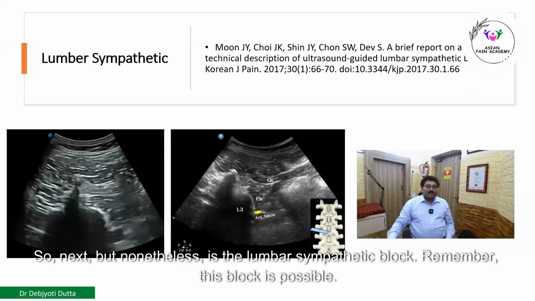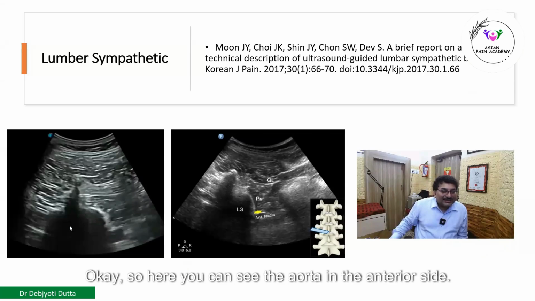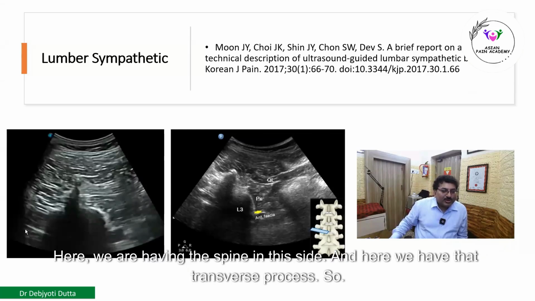So next, but not the least, is the lumbar sympathetic block. Remember, this block is possible, especially if the patient is very lean and thin. In thick patients, it is a little bit difficult. But in this picture, you have to see the structures clearly. Here you can see the aorta in the anterior side. Here we are having the spine in this side. And here we have the transverse process.